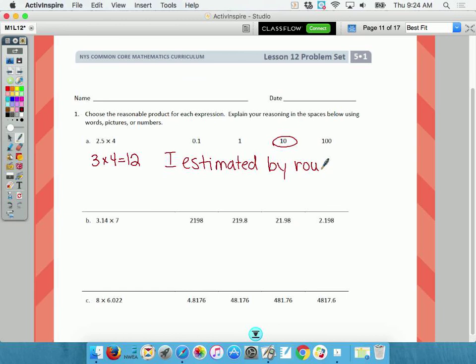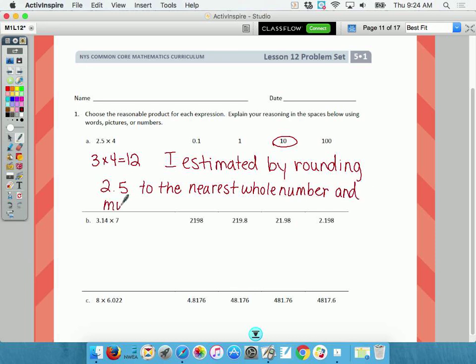Yes. So I'm going to put I estimated by rounding 2 5/10 to the nearest whole number and multiply. Good. To find a, and I was going to put an answer that's close, but then I decided, no, let me just pick out some words from my problem. I'll sound smarter that way. So multiply to find a reasonable estimate, or do you want to use product? Product sounds better, doesn't it?